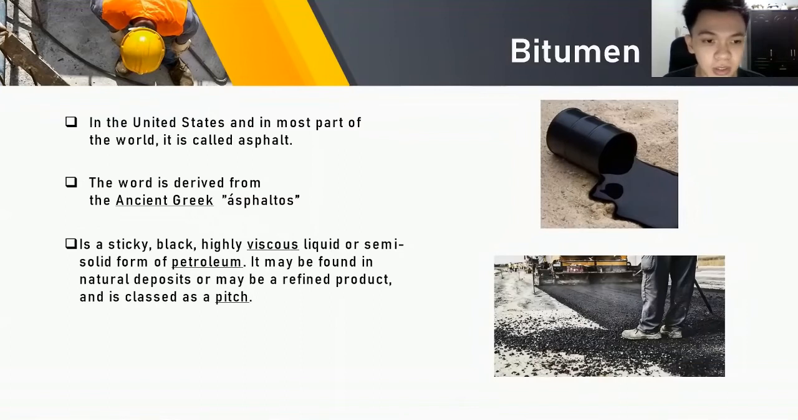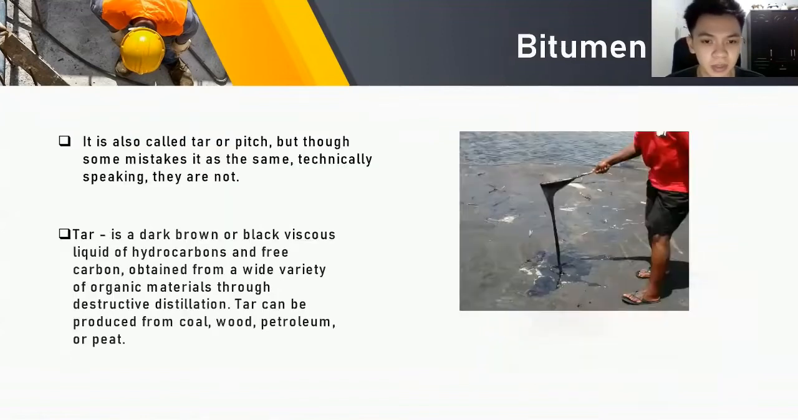It may be found in natural deposits or may be a refined product and is classed as a pitch. So, yung bitumen daw, ano siya, sticky. Malagkit, color black lang yung kanyang color, and highly viscous. Pag sinabi nating viscous, ano lang yan sa Tagalog? Yan yung malapot. Okay? So, may imagine nyo na yung texture niya don. Okay? Sa bitumen. So, it is also called tar or pitch. But though some mistakes, it is the same. Technically speaking, they are not. So, yung bitumen, tinatawag din daw siyang tar or pitch.